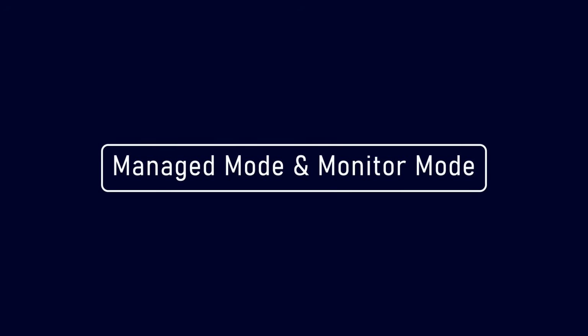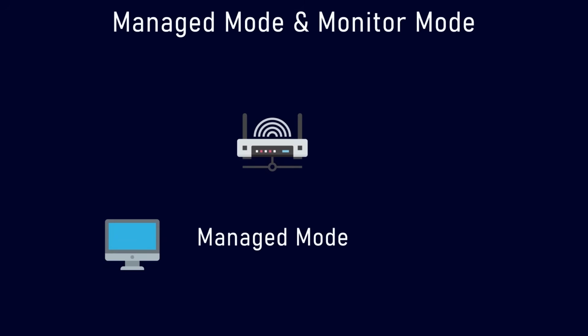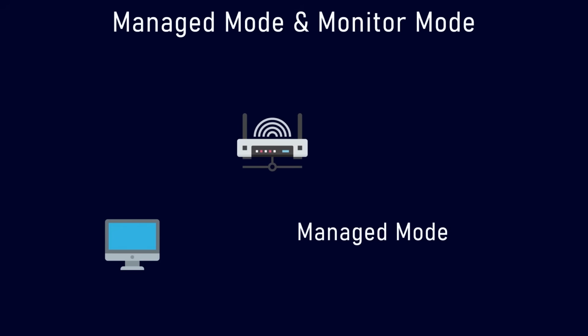A wireless network card can operate in two modes, managed and monitor mode. In managed mode, also known as normal mode, the wireless network adapter is used for standard tasks such as connecting to Wi-Fi networks, accessing the internet, and utilizing other network resources.